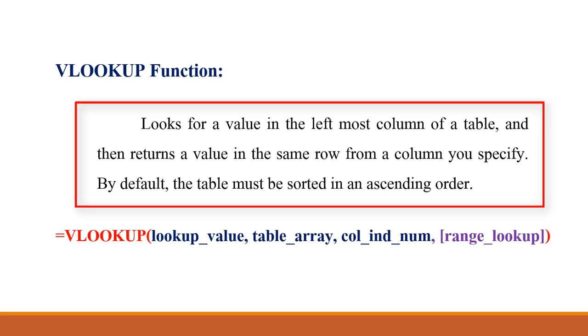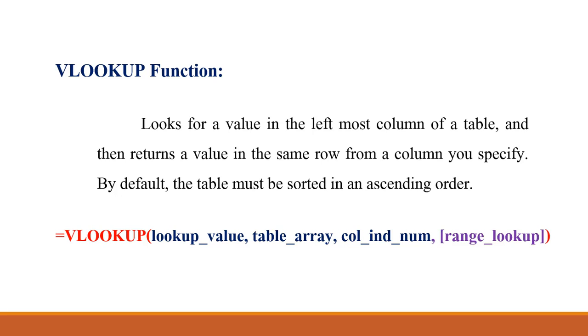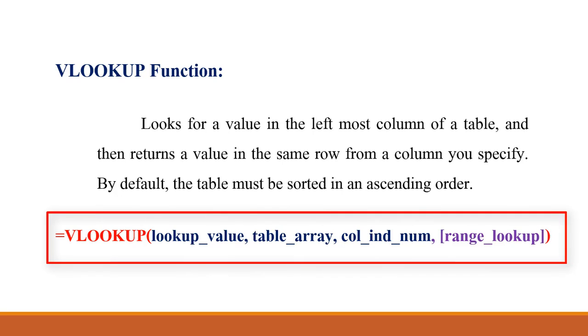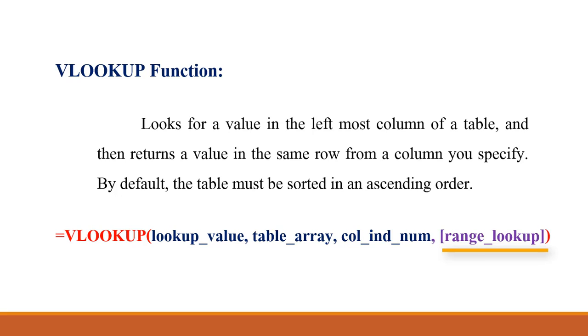Now we'll see the syntax of VLOOKUP, meaning what arguments there are in VLOOKUP. That is lookup value, table array, column index number and range lookup. See that range lookup we are placing inside the square bracket. Anything placed inside the square bracket is called optional. If you give that optional value, it gives an exact result; otherwise, if you don't give that argument, it gives an approximate result. We'll see how it works.